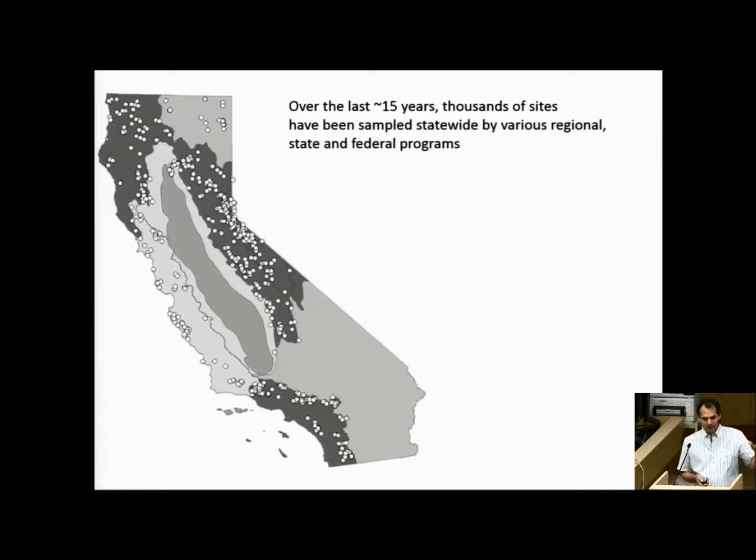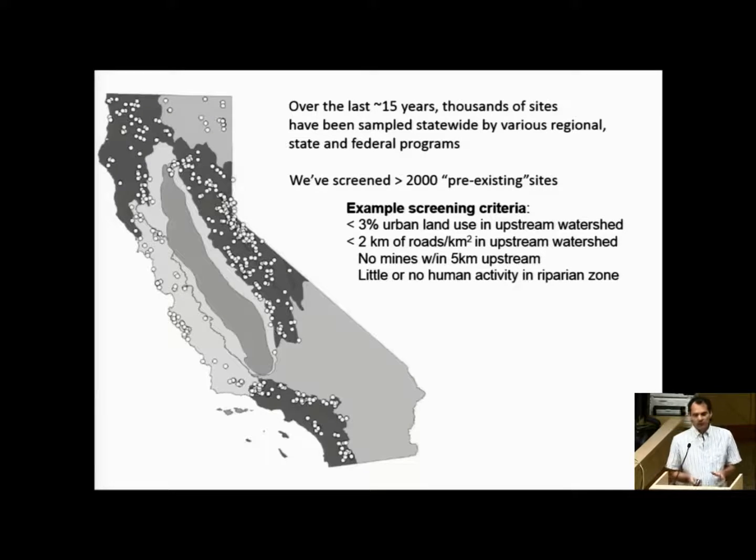Over the last 15 years or so, thousands of sites have been sampled by various regional, state, and federal programs. We screened more than 2,000 of those pre-existing sites to see if they qualified as reference. We mostly used remote sensing data to see if sites pass as reference. So remote sensing data quantifies land use in the upstream watershed.